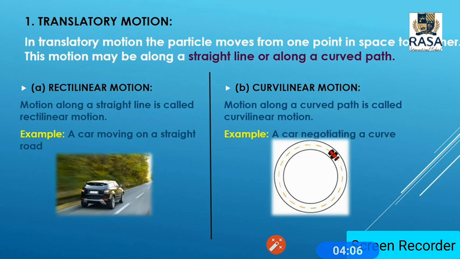Translatory motion can happen in two different categories, that is either in a straight line or in a curved path. When the translatory motion occurs in a straight line path, then this motion is known as rectilinear motion. We can take an example where a car is moving on a straight road. Then we call it rectilinear motion under translatory motion. Now what about curvilinear motion? Curvilinear motion is a motion where an object is moving along a curved path. So when a car is moving in a curved path, then we call it curvilinear motion. But both rectilinear motion and curvilinear motion are part of translatory motion.